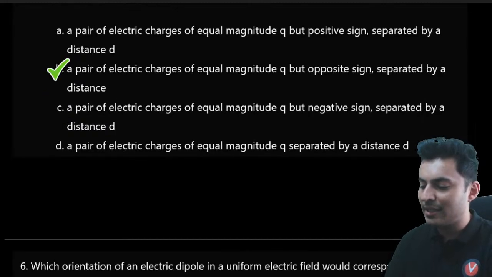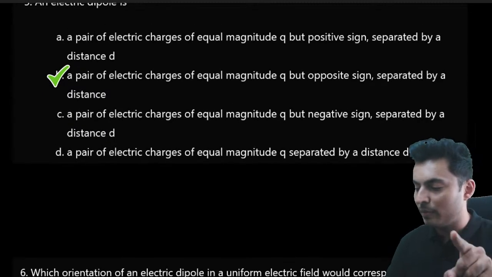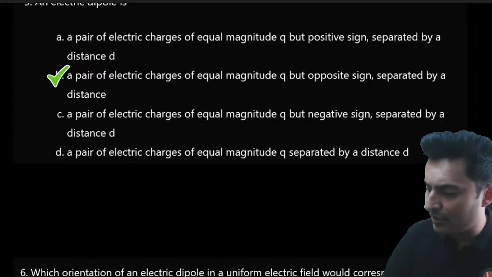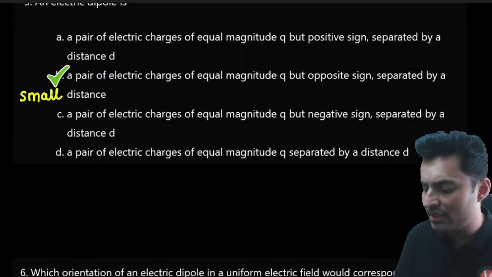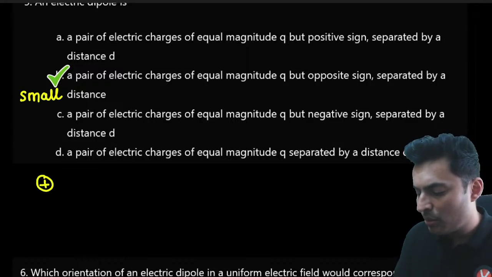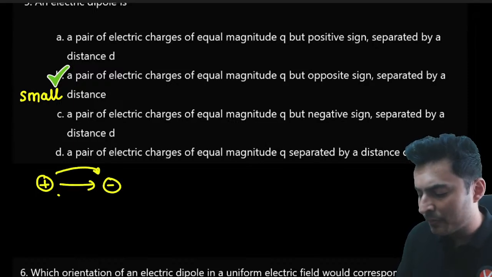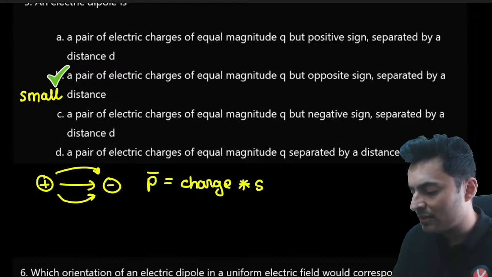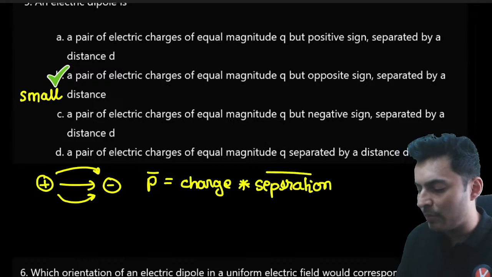An electric dipole is nothing but a pair of charges of equal magnitude, opposite sign, separated by, actually the word should have been small distance. That would be a better word over here. Separated by a small distance. So one positive charge, one negative charge. You should also know how the field lines look like. You should also know the dipole moment formula, which is nothing but the charge multiplied by the separation. And what is the direction of the dipole moment?